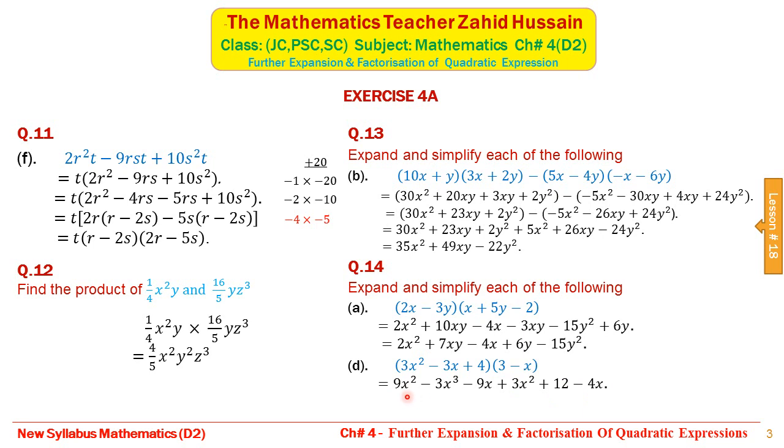Now we will collect like terms, because there is only one term with x cube. So we will write this first, minus 3x square. 9x square plus 3x square is plus 12x square, minus 9x minus 4x is minus 13x, plus 12. So these are two parts of question number 14.